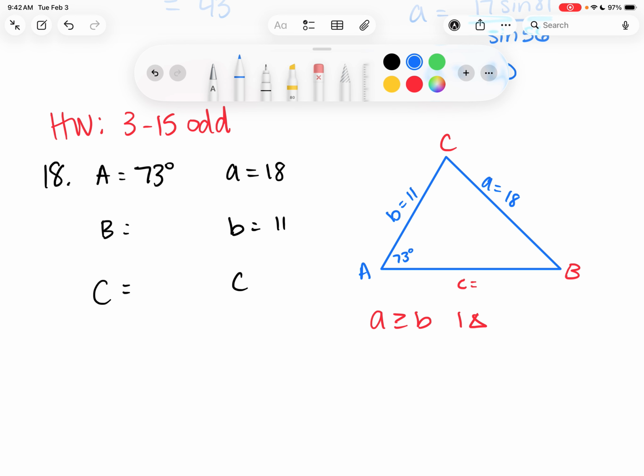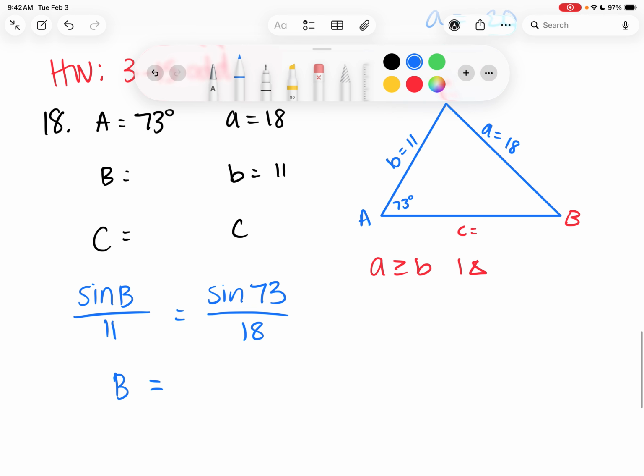So law of sines: sine of B over side B, which is 11, equals the sine of 73 over 18. We're going to multiply by 11, so that's going to put the 11 up here, and then we're going to use the stuff that we had in 13.4. I'm going to take the inverse of this, so I like to do this all in one step so I don't have to write it all over again. So the inverse sine of 11 sine 73 over 18.